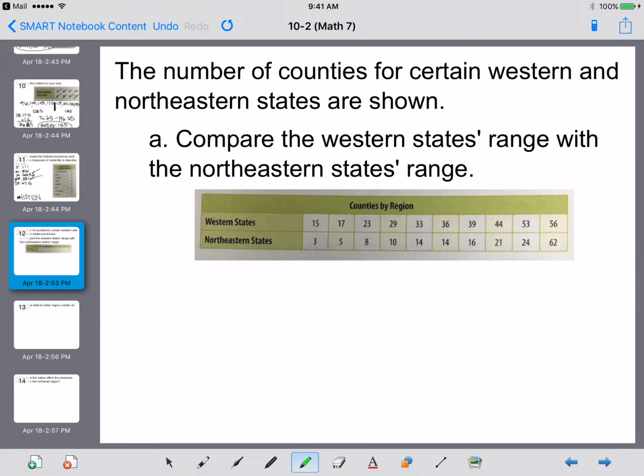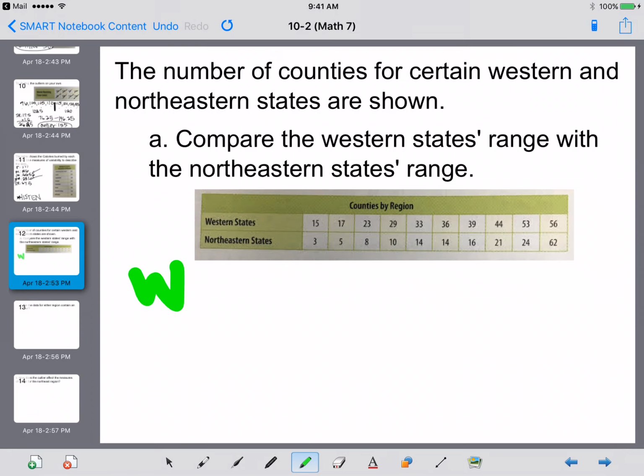We're finally pulling everything together. Here it says the number of counties for certain western and northeastern states are shown. It wants us to compare the western states range with the northeastern states range. So all I'm going to do here is find our smallest numbers and our biggest numbers. And looking at this data, guess what? We're lucky. It's in order.